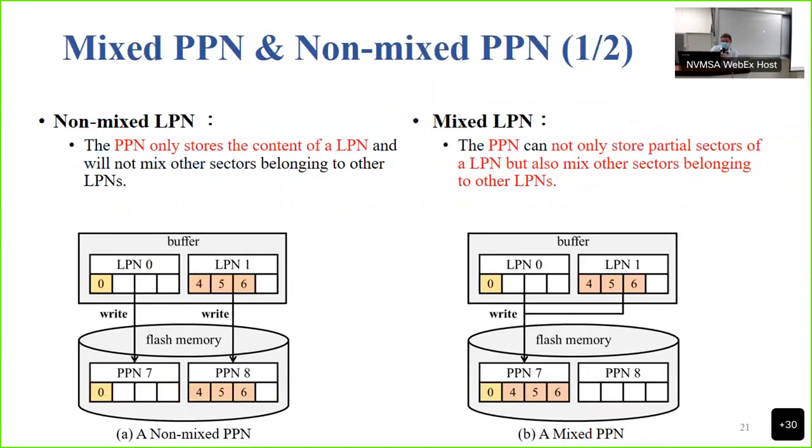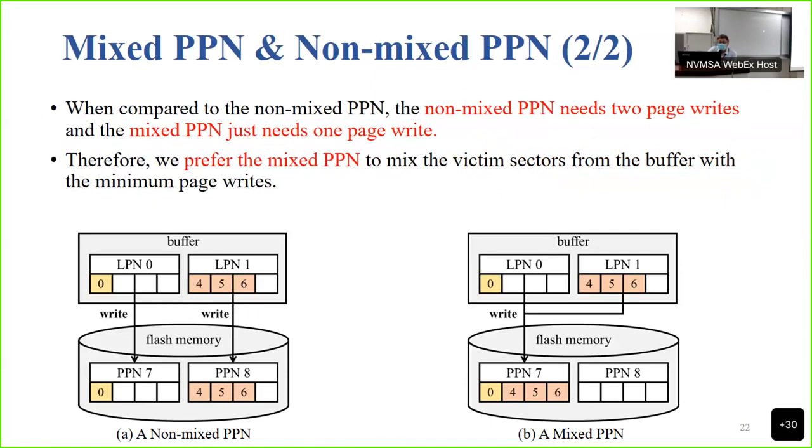Okay, so in the paper we choose mixed PPN. Here, sorry, it's a title. It should be mixed PPN and not-mixed PPN. In the paper we use mixed PPN. Mixed PPN works like this: when they are written to flash memory, we try to mix their sectors in the same PPN as much as possible, because we want to reduce the page writes.